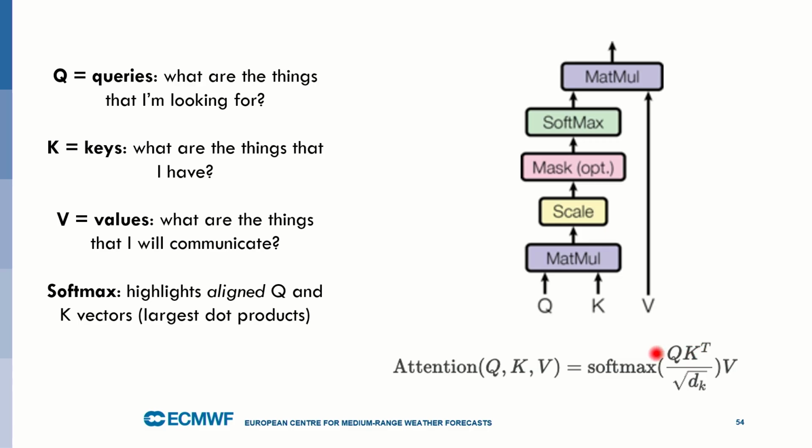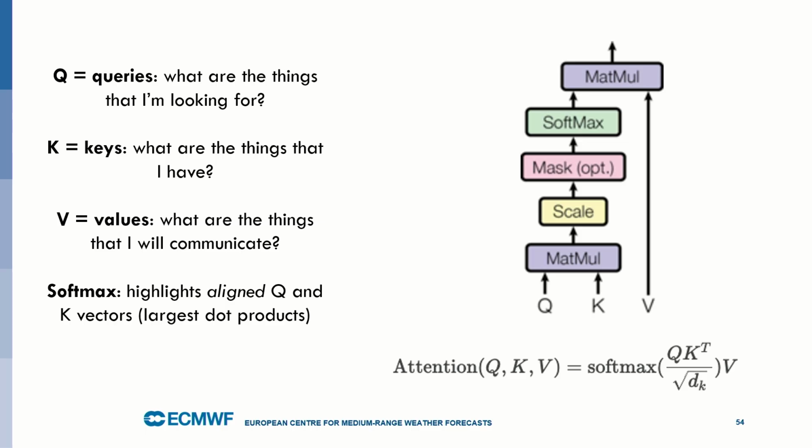We'll have a high dot product. So this is how the dot product works: if the two vectors are aligned, then the dot product is big. And then the softmax just highlights with some normalization. It highlights the salient information, and you basically multiply that with V so that you have the information that you communicate.